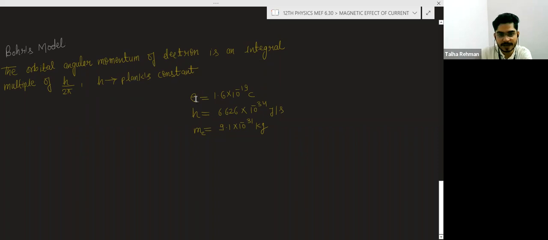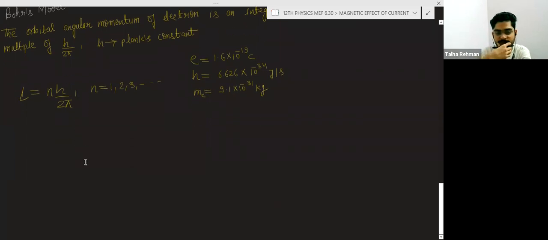Planck was the scientist, and here e is the charge on the electron, that is 1.6 into 10 to the power minus 19 coulomb. The value of the Planck constant is 6.626 into 10 to the power minus 34 joule second. Mass of the electron is 9.1 into 10 to the power minus 31 kg. So angular momentum of the electron is an integral multiple of h upon 2 pi. Integral multiple means n can be 1, 2, 3, 4, 5 like this. n will be integers.